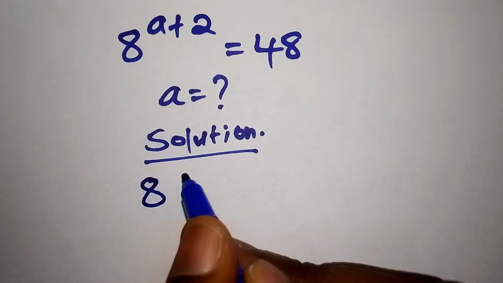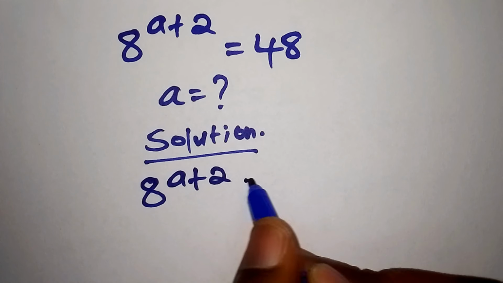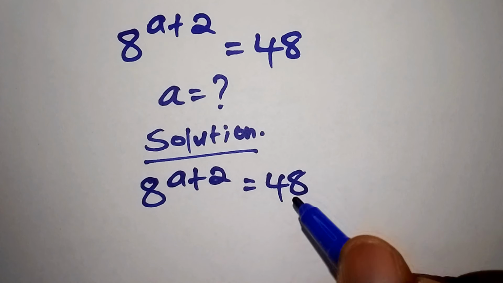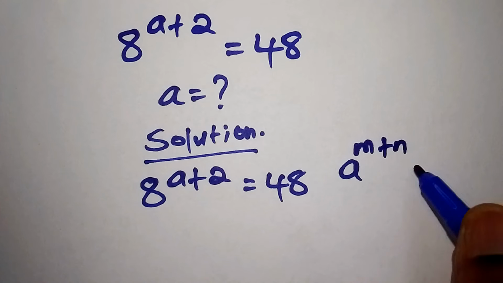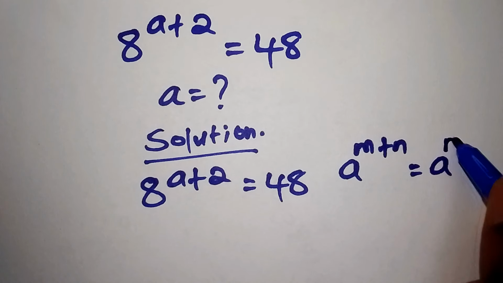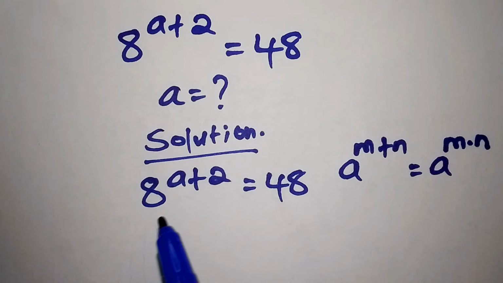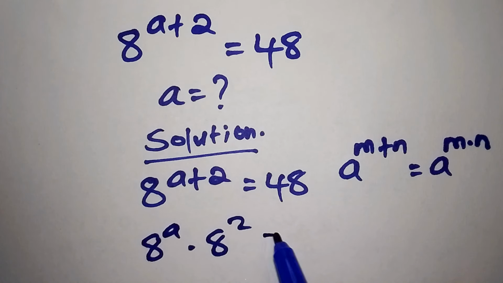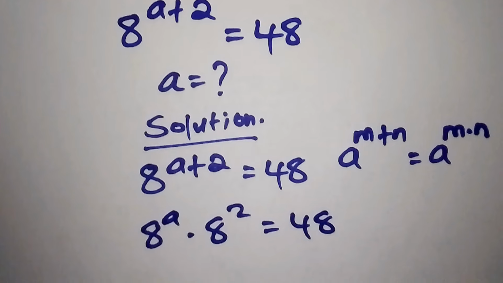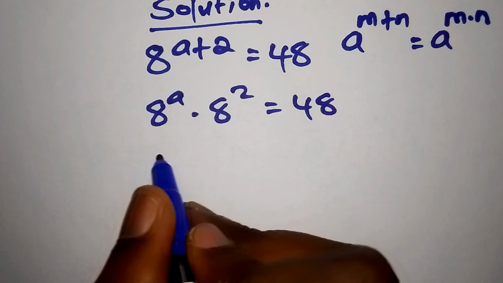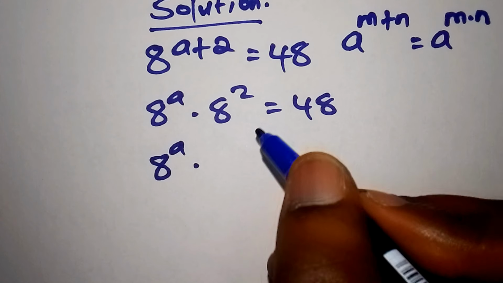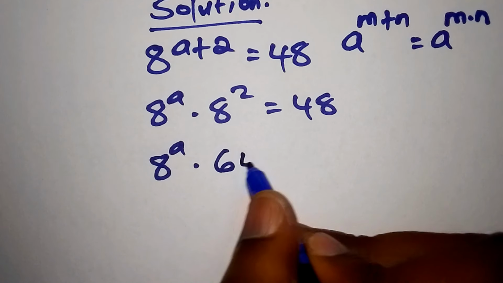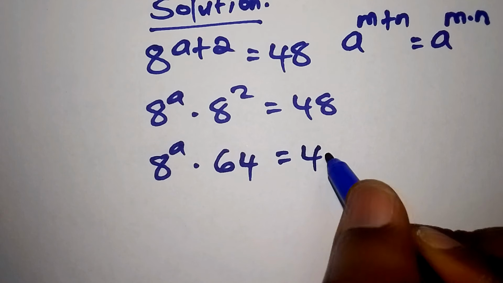So we have 8 to the power of a plus 2 is equal to 48. Assuming that we have a to the power of m plus n, this can be written as a to the power of m multiplied by a to the power of n. So here we have 8 to the power of a multiplied by 8 to the power of 2 is equal to 48. Next, 8 to the power of 2 is 8 times 8, which is 64, so 8 to the power of a times 64 is equal to 48.